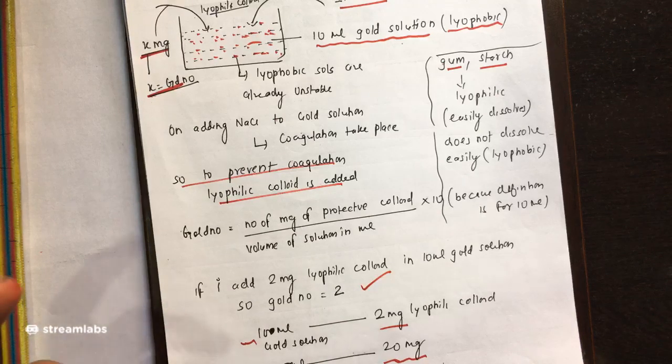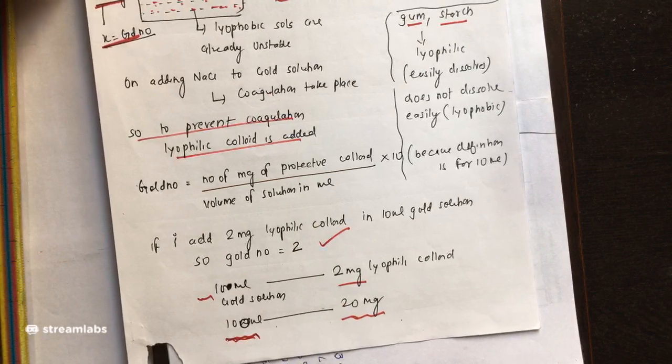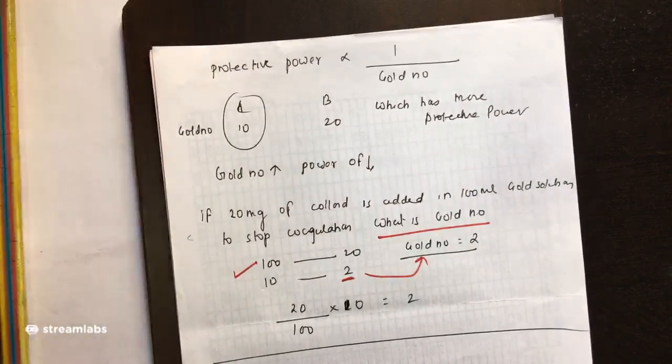So what is defined? For 100 ml, let's suppose our solution is given as 100 ml and you add 20 milligram. Then for 10 ml, how much is added? 2 milligram. So 2 milligram is called the protective power of the lyophilic colloid we are adding, and that is the gold number. So what has been observed is that protective power is inversely proportional to gold number.